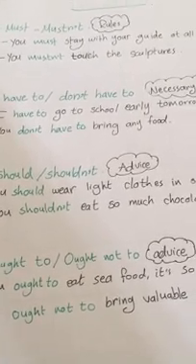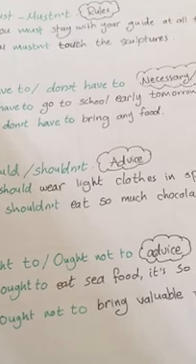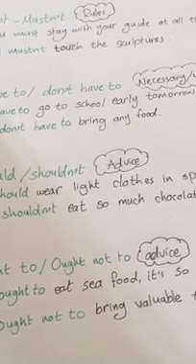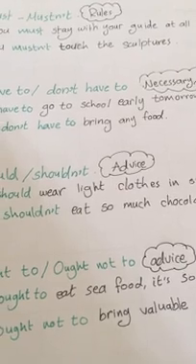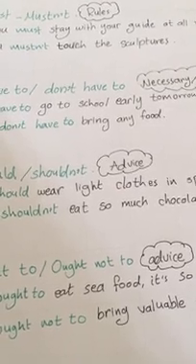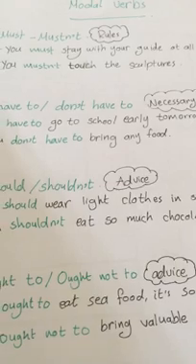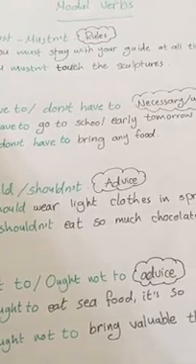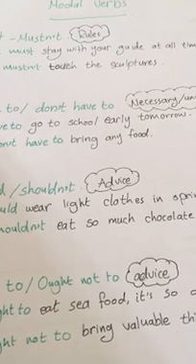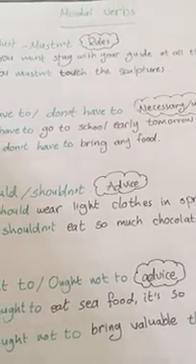Okay, so again, must, mustn't, have to, and don't have to. Now must and have to, they aren't exactly the same, but they are quite similar. However, mustn't and don't have to are completely different, as I said.